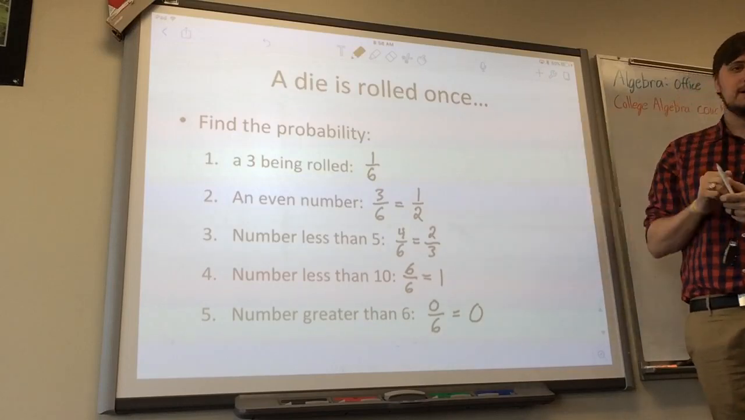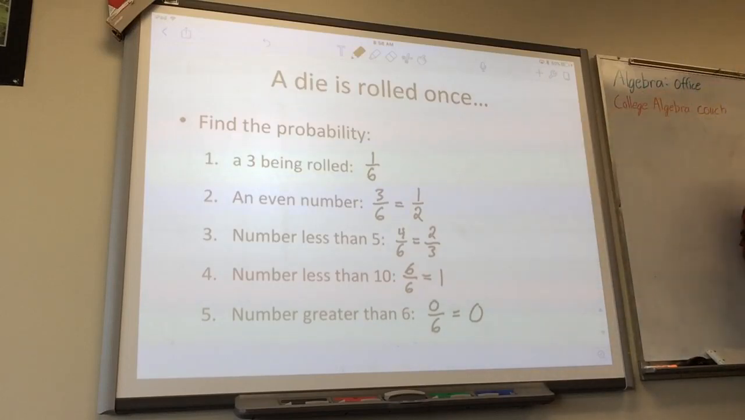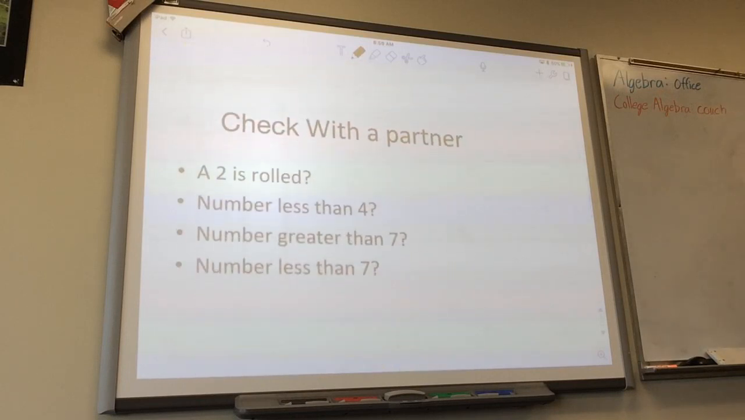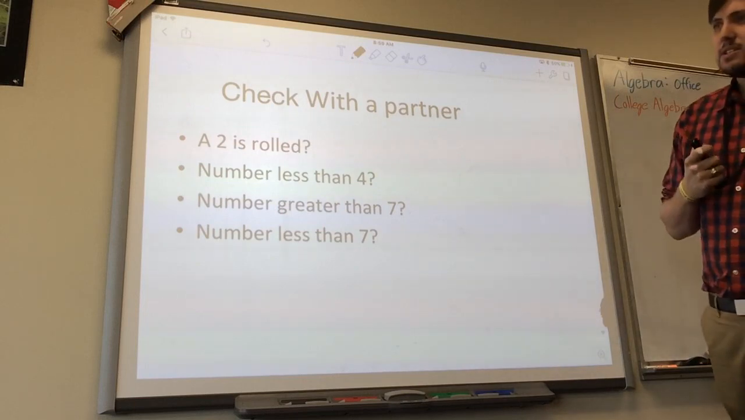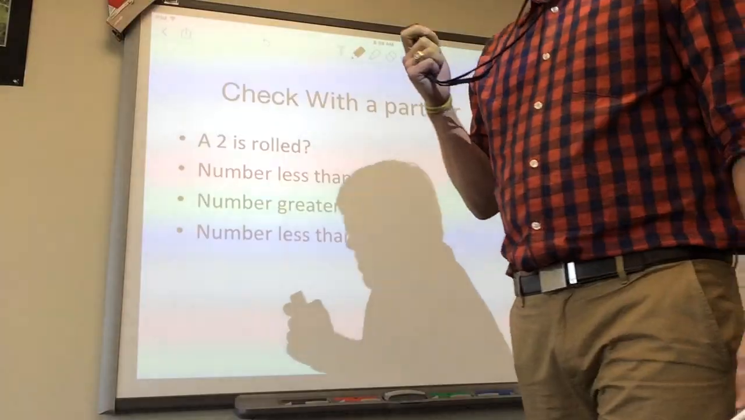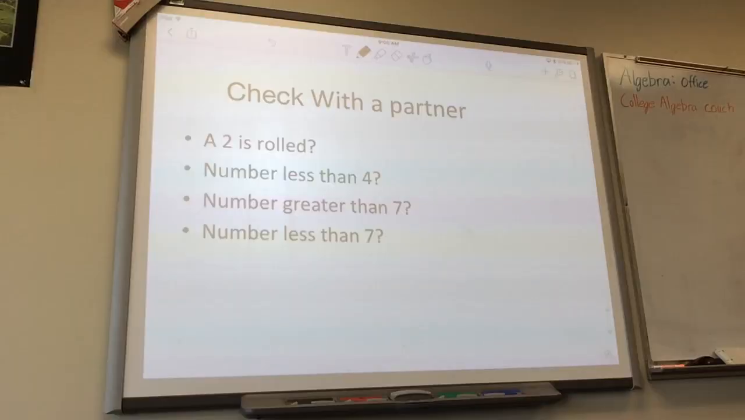Okay? So that's how we figure that stuff out. We put what we want on the top. We put everything that could happen on the bottom. All right? Fill out the next page. And then after you fill out the whole page, check with somebody next to you, see if y'all got the same fractions.